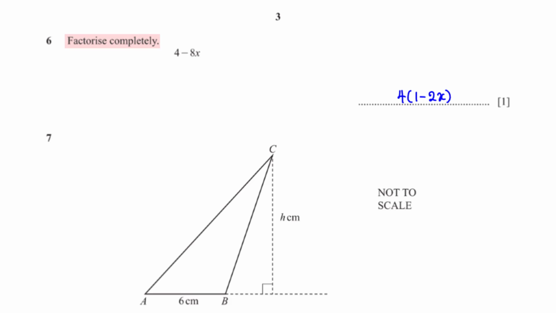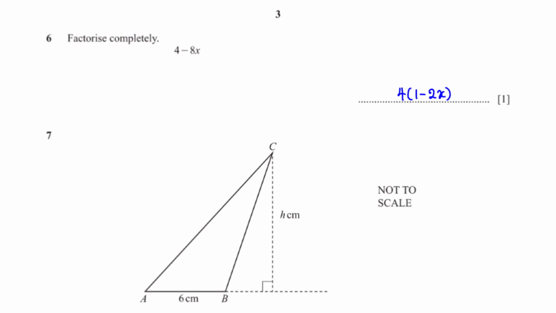Factorize completely. 4 minus 8x. The common factor for the two terms is 4. So when we factor 4 out, we are left with 1 minus 2x.